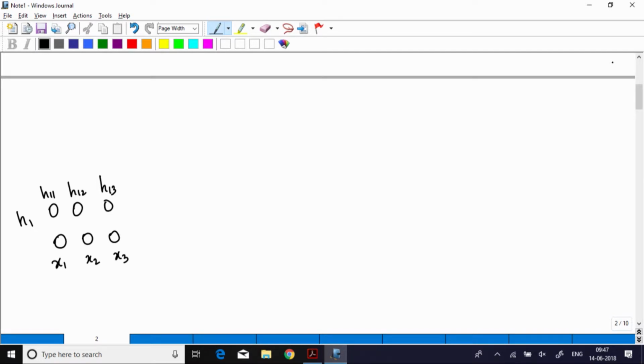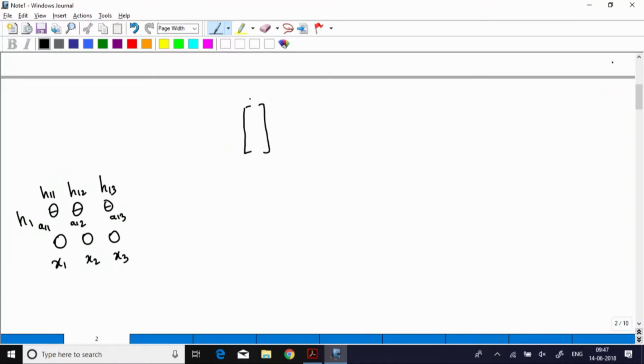3 cross 3. Okay. Is that fine? So what I want is, or actually I'll just look at the A's first. I'll call them A11, A12, and A13. So the lower half is the A's and the upper half is the H's. Is that fine? Okay.